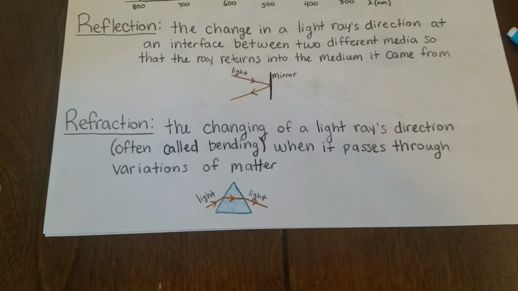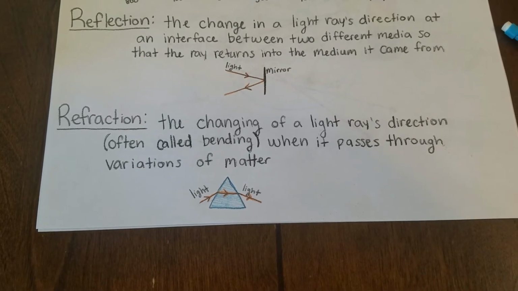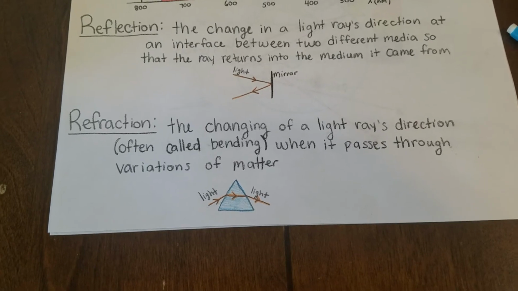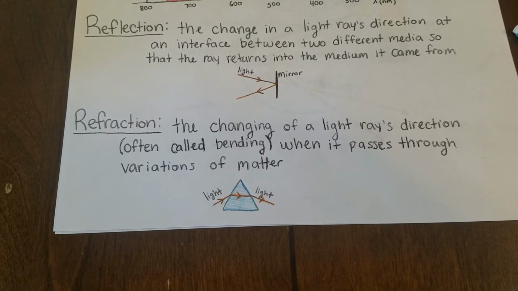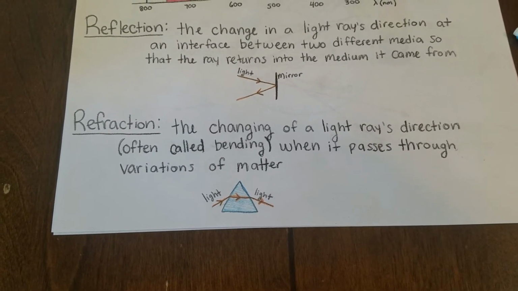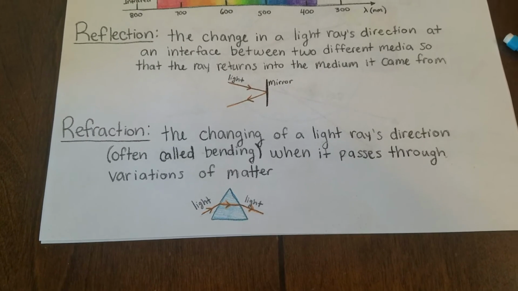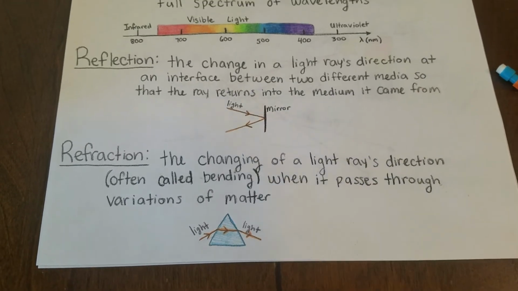Refraction is the changing of a light ray's direction, often called bending, when it passes through variations of matter. So this is a little different from reflection. Refraction, the light is still going in the same general direction, but it's just bent instead of bouncing back to the direction that it came from.